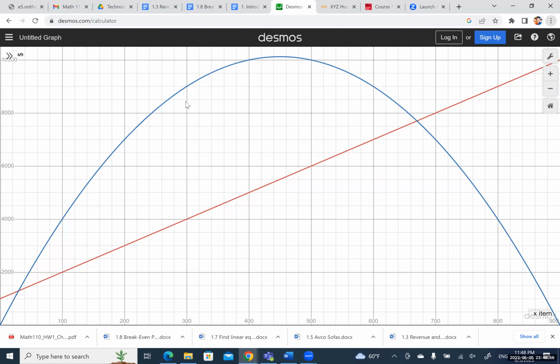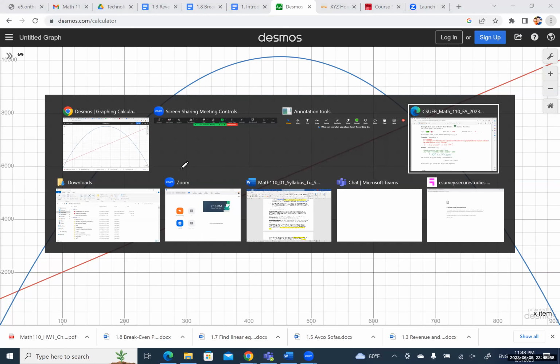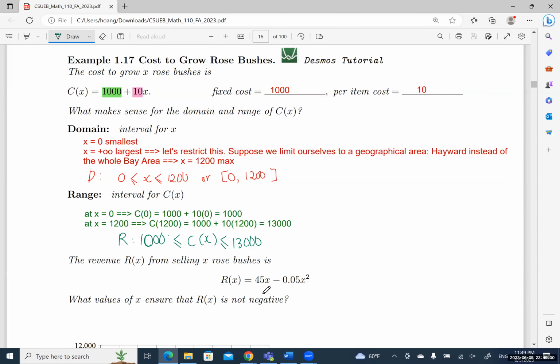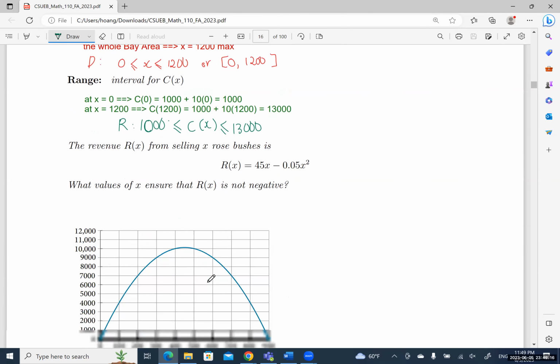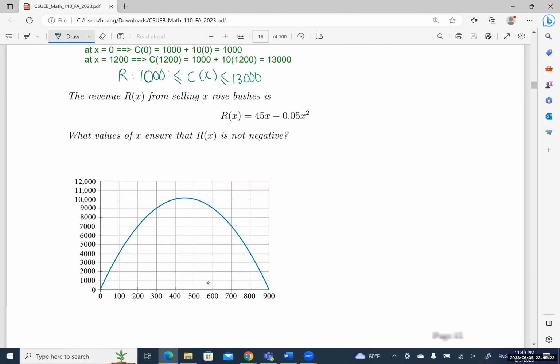Okay, so now let me go back to here and answer the question here, right? What value of x ensures that the revenue of x is not negative? So according to the graph, right? And you see that, according to the graph.